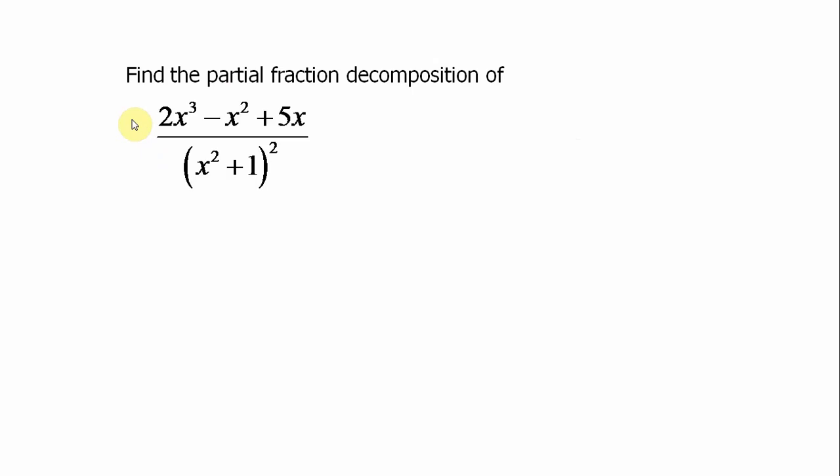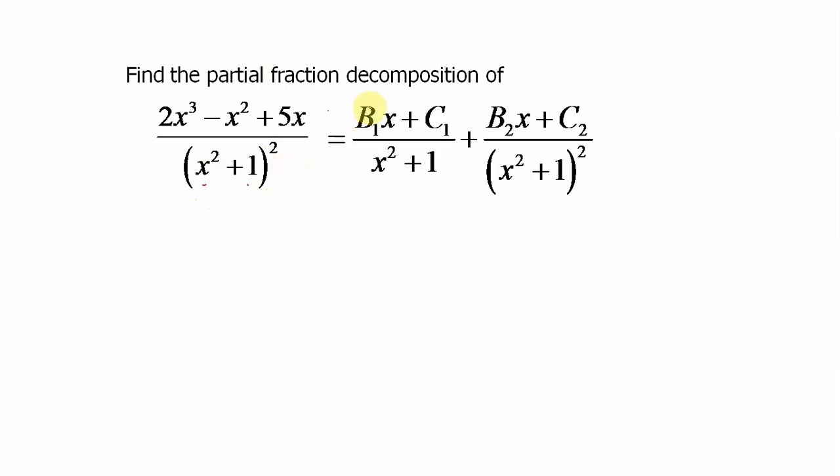One final example. If I have an expression like this, 2x cube minus x square plus 5x, and on the denominator side I have x square plus 1, which is then again squared, right? So the expansion of this will be, as this is x square plus 1, so I'll have b1x plus c1, and once again as it is squared, there will be two terms, one with denominator with power 1 and one with denominator with power 2. So I have b1x plus c1 and b2x plus c2.